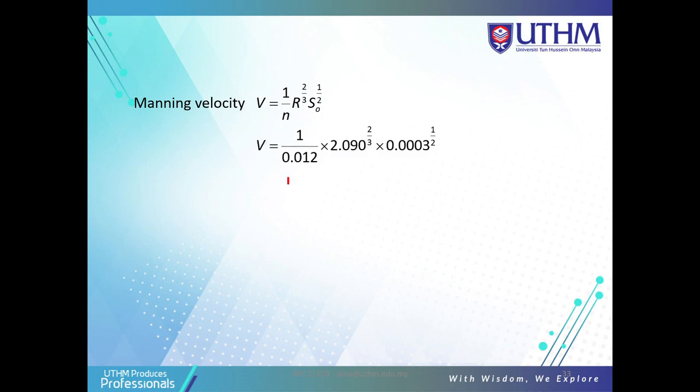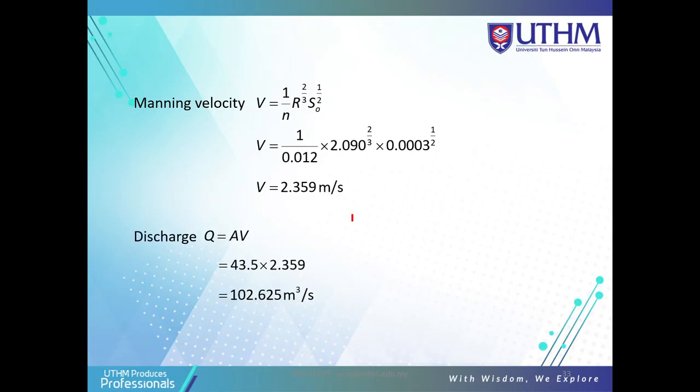So you get the velocity from the Manning velocity, and the value of velocity is 2.359 meter per second. After you get the velocity, you get the discharge. So in this topic, you must use the formula in topic 1 to calculate the velocity and Q, and also to find the Chezy coefficient using Ganguillet-Kutter and also Bazin formula.